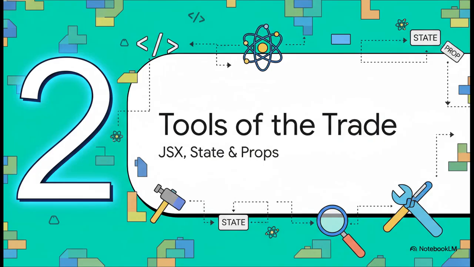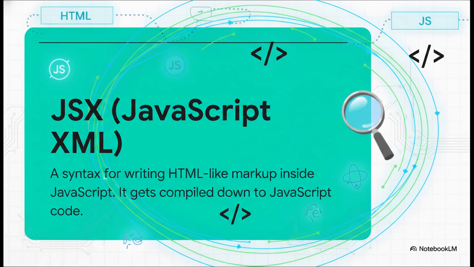But how do you actually make these little digital bricks? Well, React gives you a few special tools for the job. First up, you've got JSX. Now, if you squint, this looks almost exactly like regular HTML, but it's actually a special kind of JavaScript that lets you write your UI structure right alongside your logic. It's the best of both worlds.